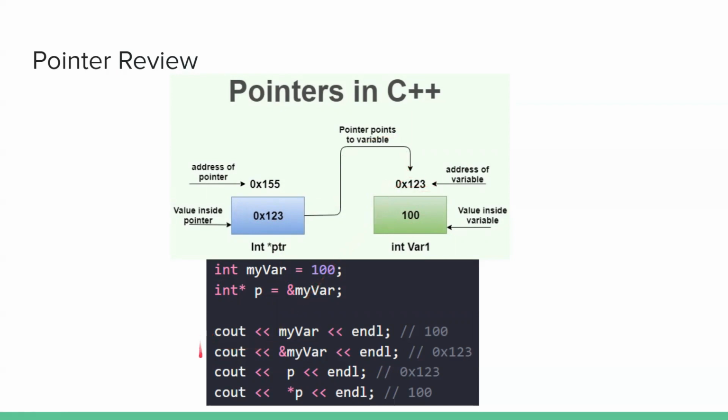So now if we do some print statements, we see that, like normal, if you print out the variable, you just get 100. If you use the ampersand operator, you get the actual memory address. Similarly, when you print out just the pointer, you get the memory address, because again, the pointer is just holding the memory address. Now, when you use star P, on the other hand, this actually gets your value. This gets the number 100.